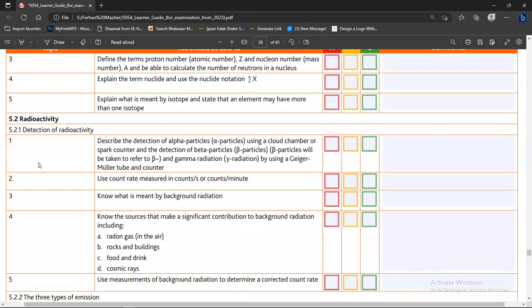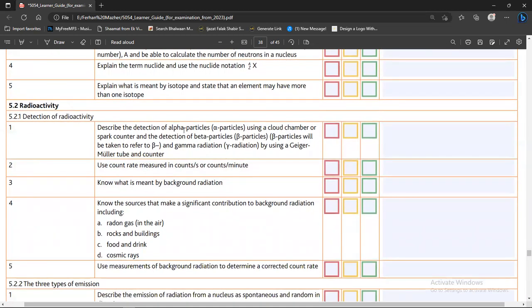Radioactivity, detection of the radioactivity. Describe the detection of alpha particles using a cloud chamber or spark counter, and the detection of beta particles. Beta particles will be taken to refer to beta negative, and gamma radiation. This is the symbol for gamma radiation, by using a Geiger-Müller tube and counter. Use count rate measured in counts per second or counts per minute.